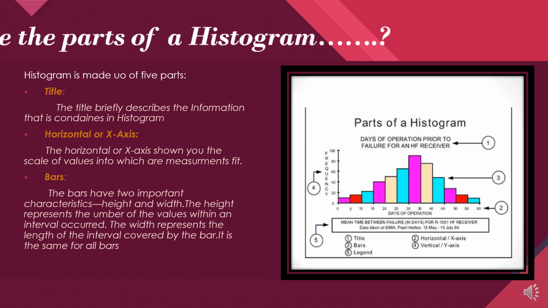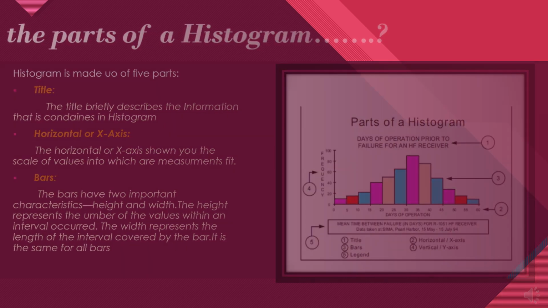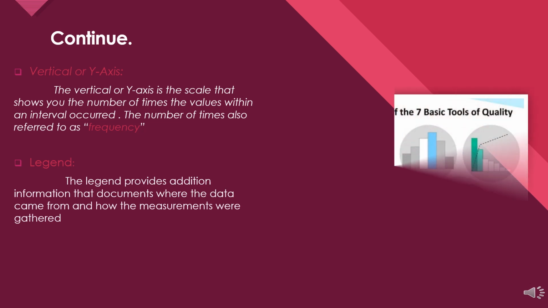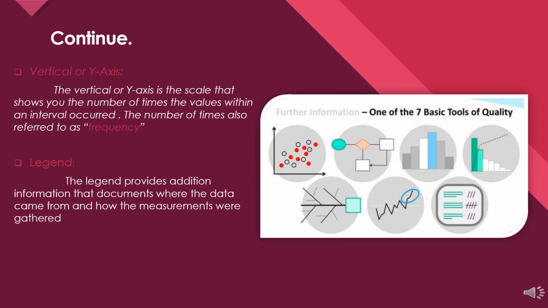Bars. The bars have two important characteristics, height and width. The height represents the number of times values within an interval occurred. The width represents the length of the interval. Vertical or y-axis. The vertical or y-axis is the scale that shows you the number of times the values within an interval occurred, also referred to as frequency. Legend. The legend provides additional information that documents where the data came from and how the measurements were gathered.